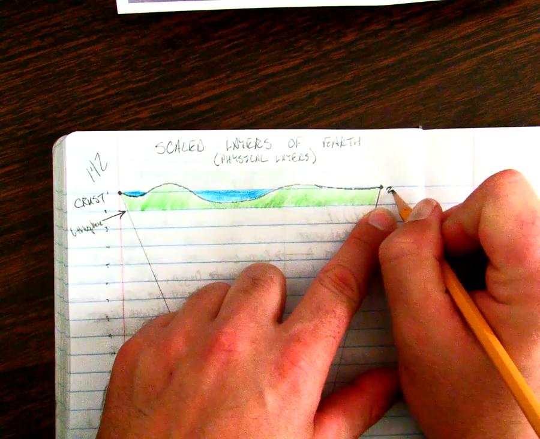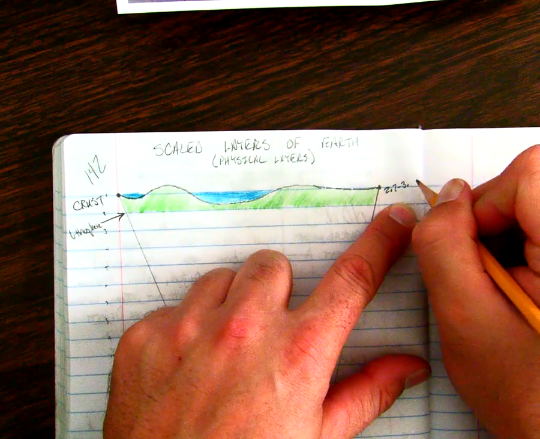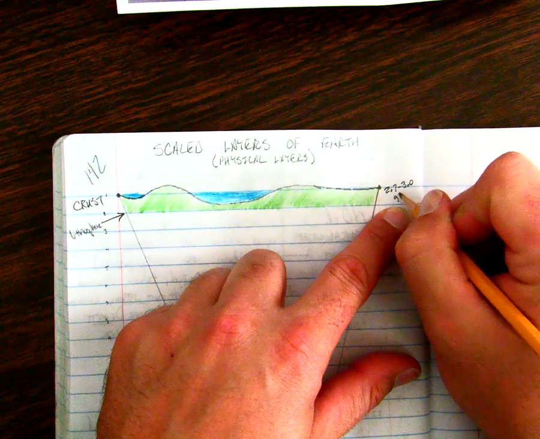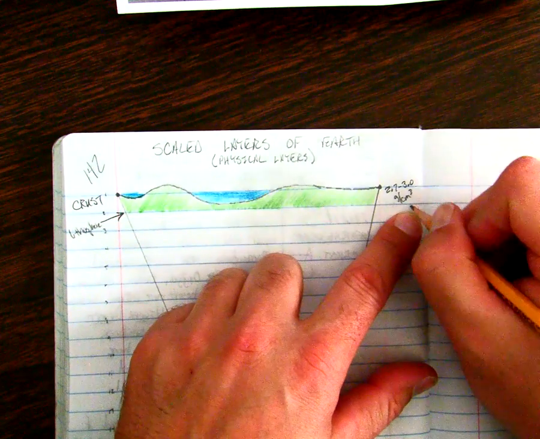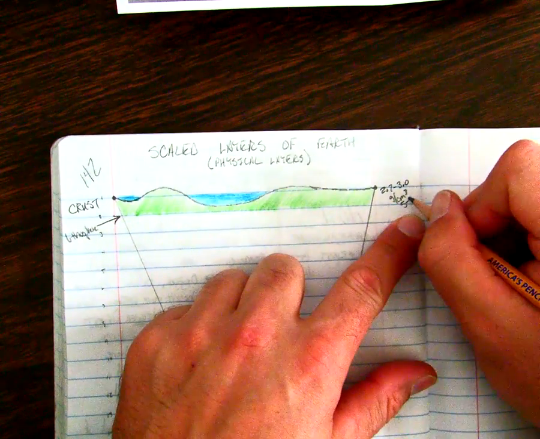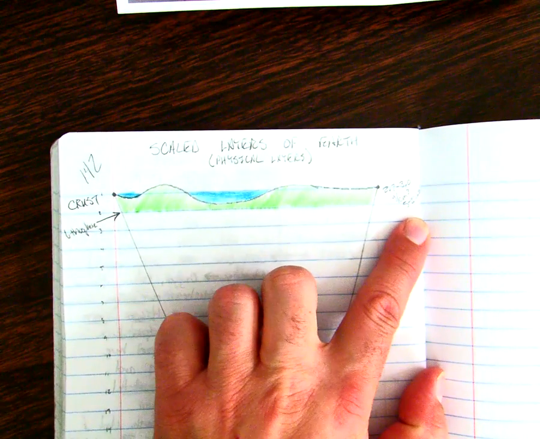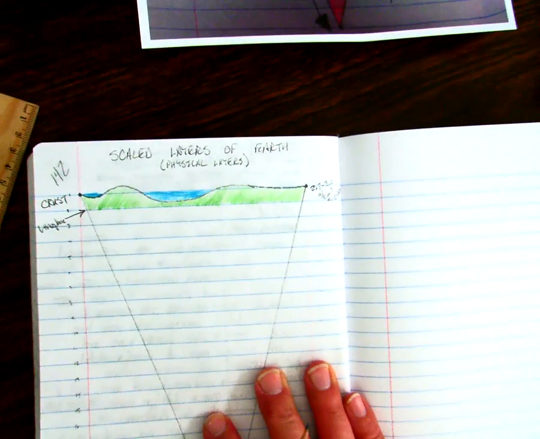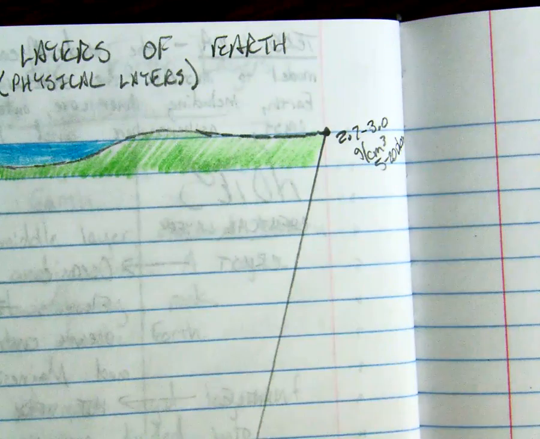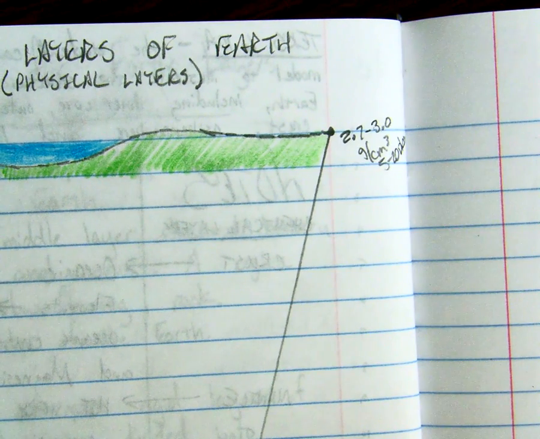So the density of continental crust and oceanic crust ranges from about 2.7 to 3 grams per centimeter cubed, and it's about 5 to 100 kilometers thick based on where you are located. Now I know that's a little bit difficult to read right there, so I'm going to zoom in on that for just a second. So grams per centimeter cubed and 5 to 100 kilometers thick.